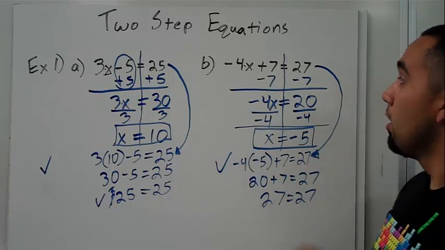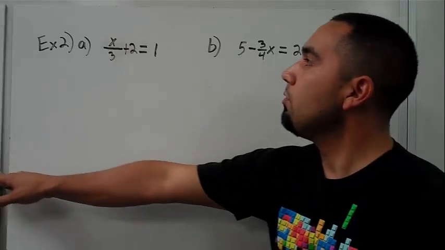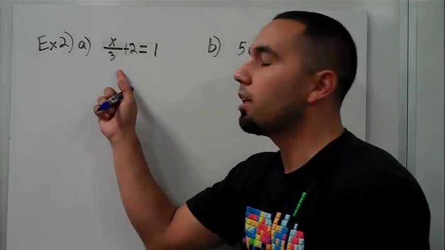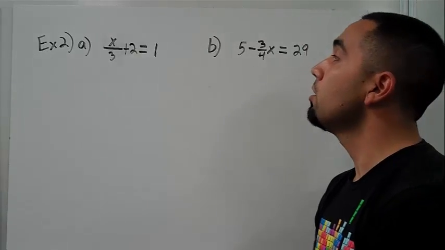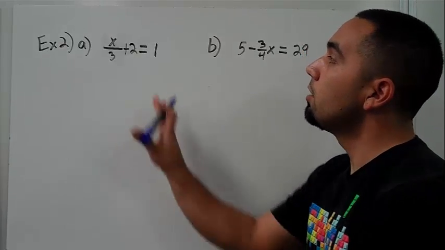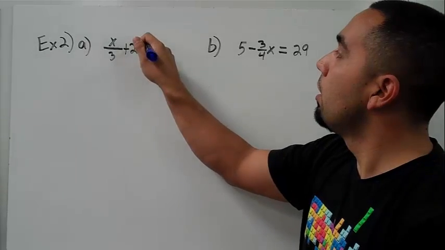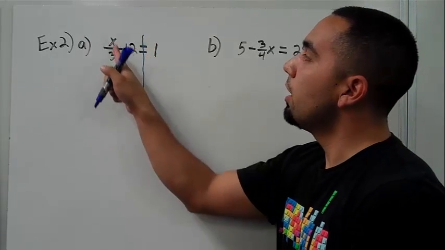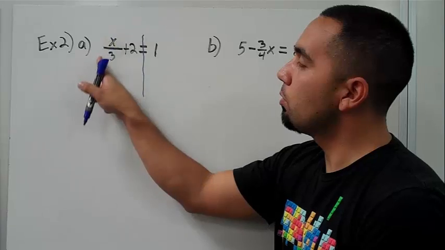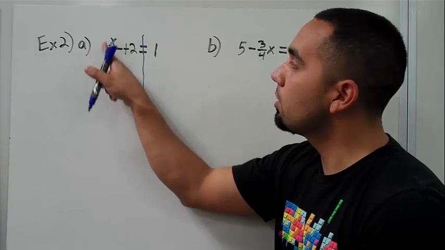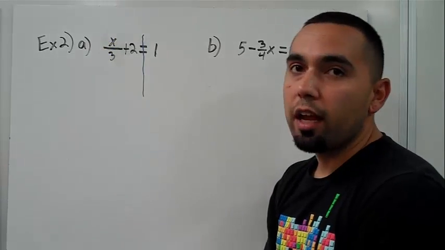All right, let's try some more. I'm going to change it up a little bit. Now we're going to throw in some fractions, okay? So getting a little bit tougher, but same exact principle. Always do the same thing. So again, here's one term. This is where my x is. This is all one term, x divided by 3, and then add 2.